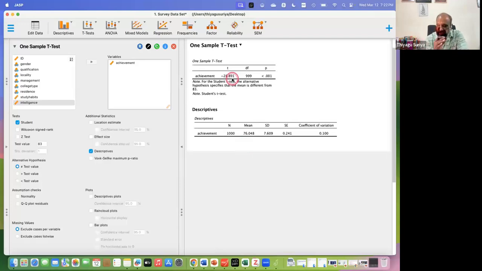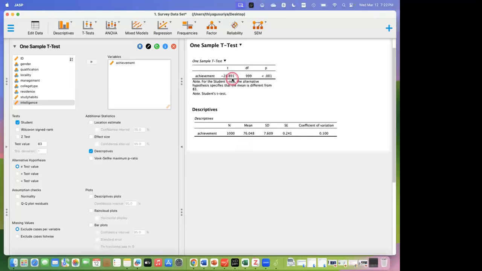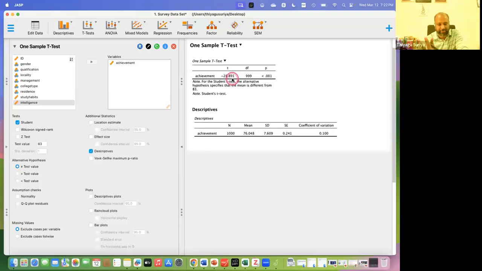What is the hypothesis? Anyone tell me what the hypothesis is. There is no significant difference in the mean scores of the sample and the population. Or you can take it that the population mean and sample mean are the same. This is a hypothesis I'm framing. So according to the results, what is the p-value?